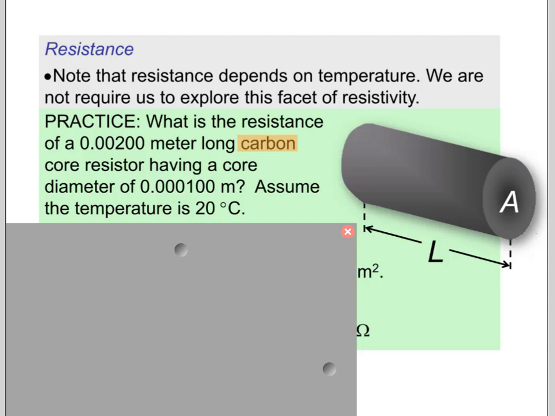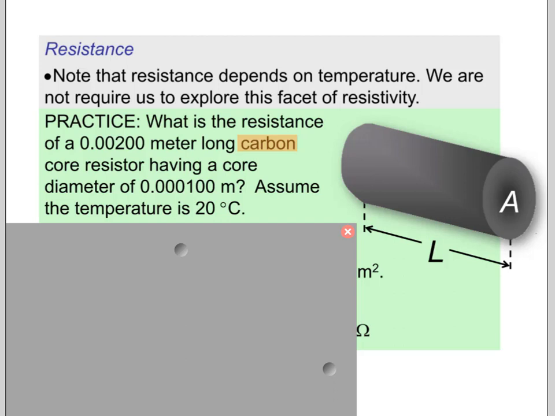Okay, so it looks something like this. Note that resistance depends on temperature, so we're not going to be exploring that. We're going to leave that out for now. But what is the resistance of a 0.00200 meter long carbon core resistor having a core diameter of a very small number? Assume the temperature is 20 degrees Celsius.